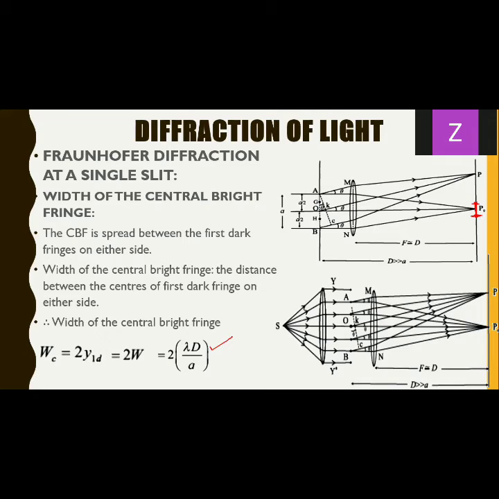Okay. So with this, we are done with our part of diffraction. Some small points which are remaining we will cover, but now this completes our analytical part of diffraction.